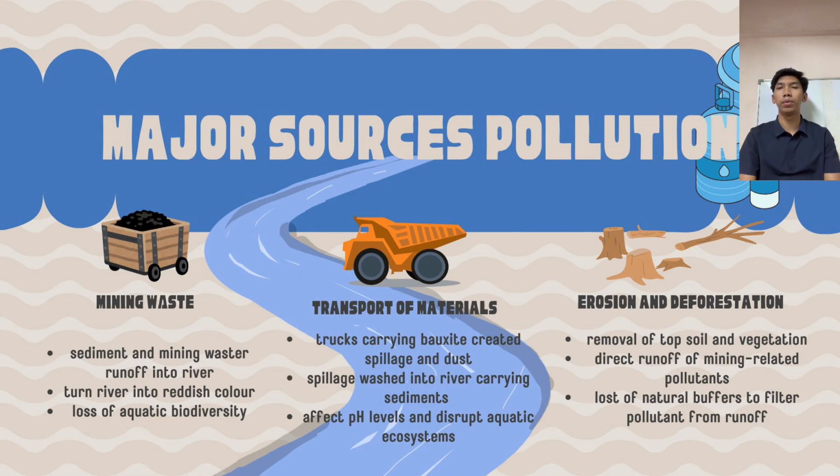Next, transportation of materials, where trucks carrying bauxite create spillage and dust. This spillage often washes into rivers, carrying sediments that reduce water quality. Thus, the sediments alter soil composition, reducing fertility and affecting pH levels, disrupting the aquatic ecosystem. Lastly, erosion and deforestation. The removal of topsoil and vegetation exposes land to erosion. This leads to direct runoff of pollutants from mining sites into rivers. Natural buffers such as forests which filter out pollutants are also lost.